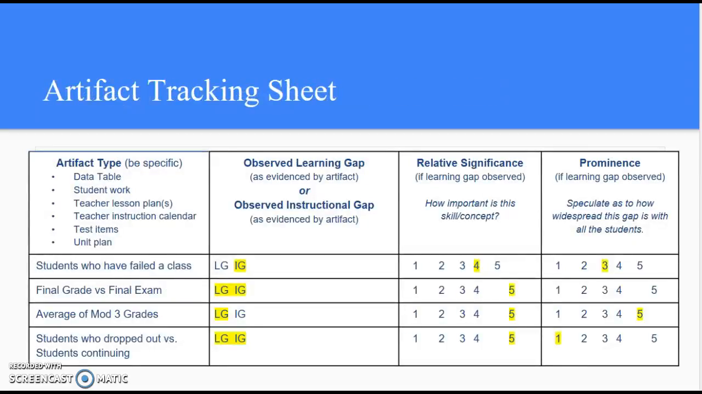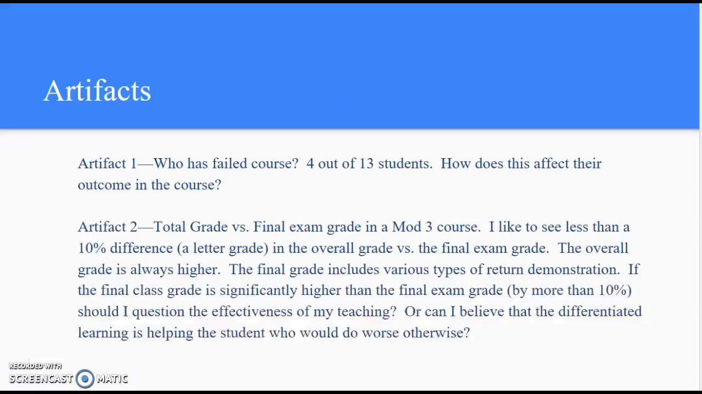Number 1 was students who had failed a class in the program. Number 2 was a final grade versus a final exam grade and the differentiated learning within. Number 3 was an average of an entire semester's worth of grades. And number 4 were students who dropped out versus students continuing.